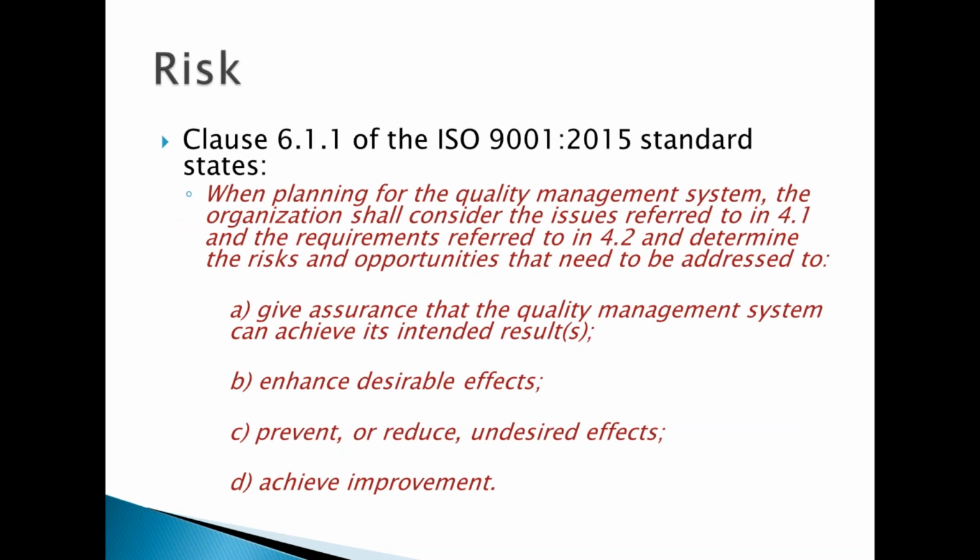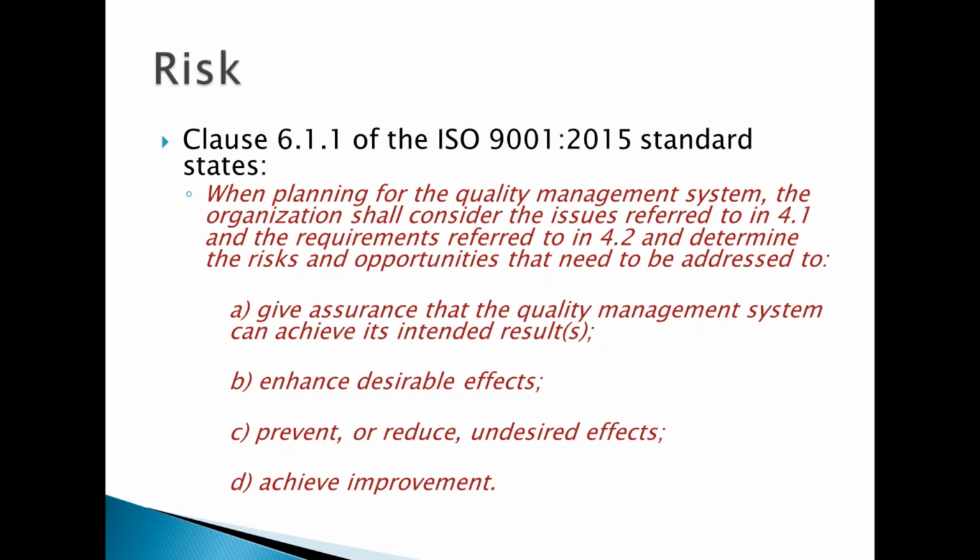When planning for the quality management system, the organization shall consider issues that are referred to in 4.1. Those are both internal and external issues. And the requirements referred to in 4.2. Those are requirements that are coming from both internal and external interested parties. And by doing so, shall determine the risks and opportunities that need to be addressed.